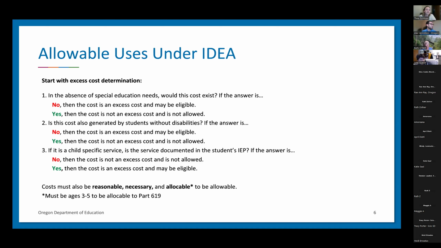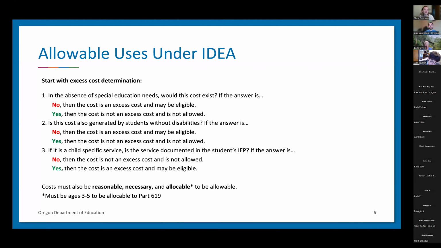The first one: in the absence of special education needs, would this cost exist? If we're looking at something like a stander, if you're trying to determine if you can use your IDEA funds to purchase a stander for students, you would take a look at this first question and say, okay, in the absence of special education needs, would this cost exist? Will we need this stander? The answer is no. Then you're going to move on to the next question. If this need existed outside or without special education needs, then it would not be excess cost.